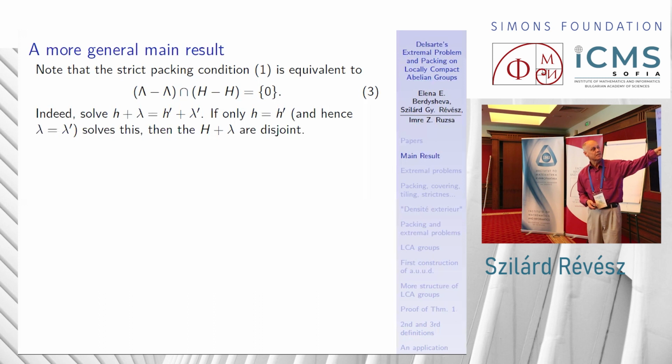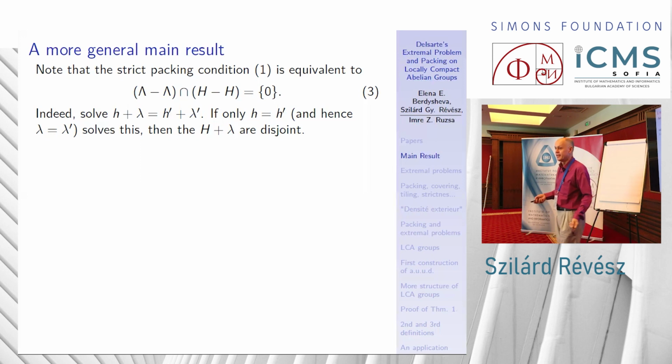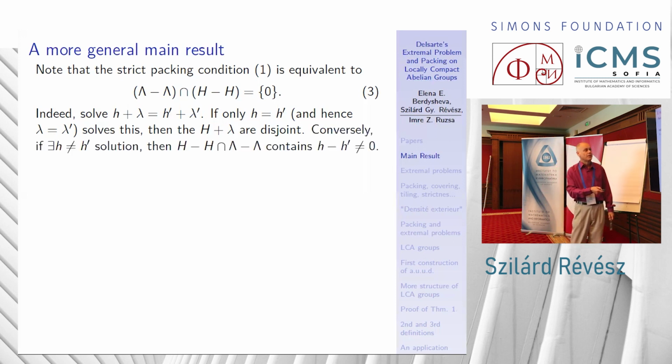If you have an intersection of h + Λ and h' + Λ, it is an equation that h + λ = h' + λ'. If it can be solved only with λ = λ', that means that different translates do not intersect. Okay, so it's a simple reformulation. And conversely, if there is a solution with h not equal to h', and consequently λ not equal to λ', then that means that this intersection is non-trivial: h − h' = λ' − λ, and otherwise there is no intersection. So the packing condition is equivalent to (3).